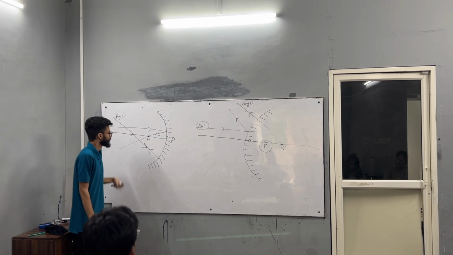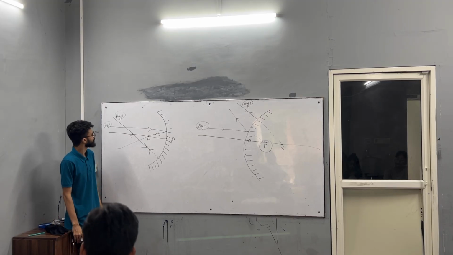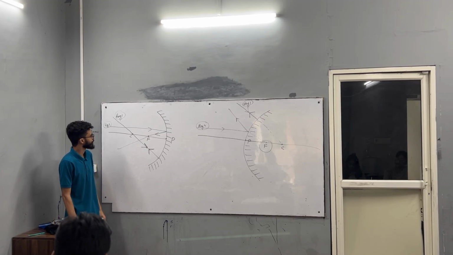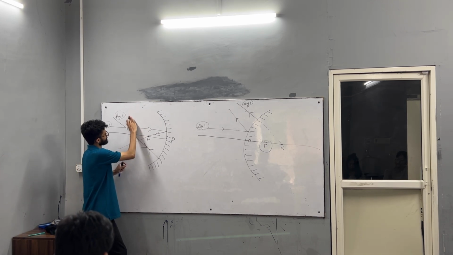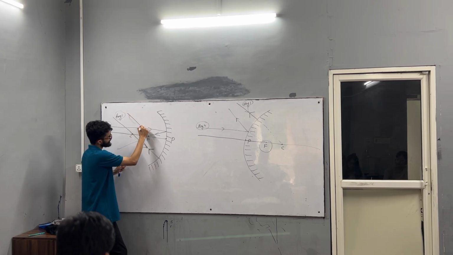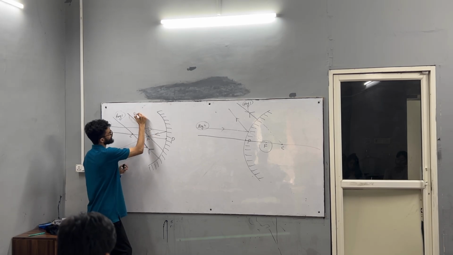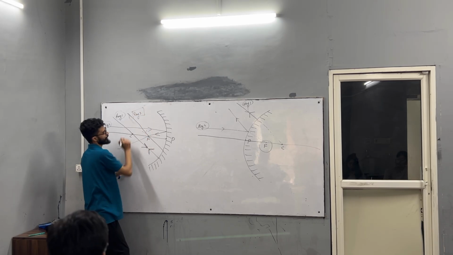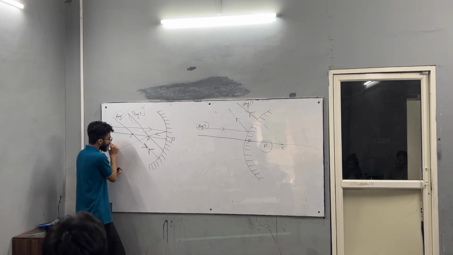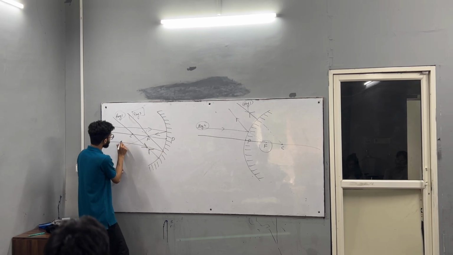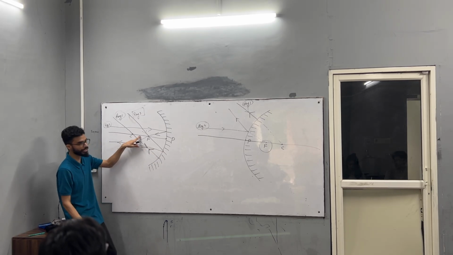Okay. Now the third. There is very little space. Okay, let me draw it like this. Suppose an incident light ray is passing through the focus. Let me call this ray 3. After reflection, what will happen to it? Parallel. After reflection, the reflected ray becomes parallel to the principal axis.